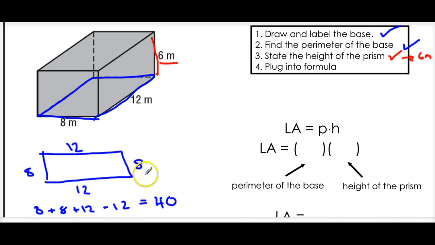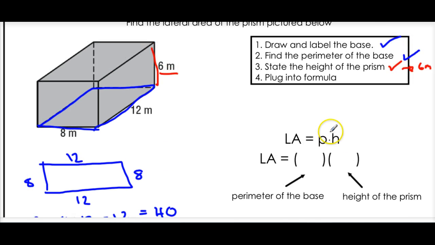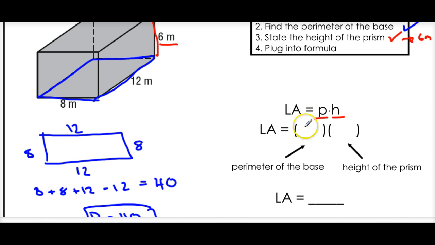Finally, now that we got our perimeter and our height, we can plug into our formula. So we got the perimeter of the base and the height. The perimeter of the base we found out was 40, so we're going to plug that in for P. We found out our height is equal to 6, so we're going to plug that in for H. We multiply these together, 40 times 6, and we get our lateral area is equal to 240.